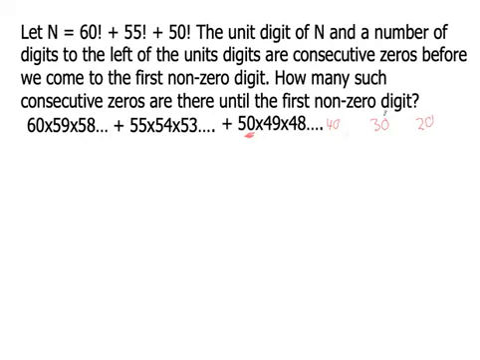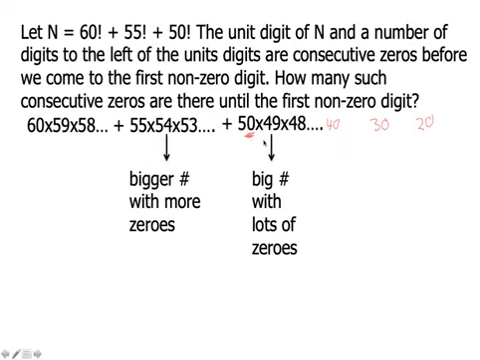So let's just make this general and say that this is a huge number with a lot of zeros at the end. And this number, 55 times 54, has a few more multiples of 5 and 2, so it's going to be an even bigger number with more zeros. And finally, 60 times 59 times 58 is going to be the biggest number with the most zeros. So let's scale this down a little bit.